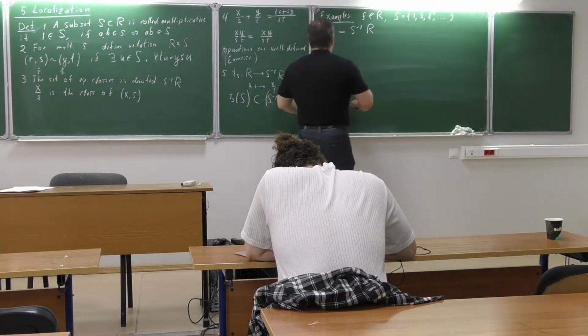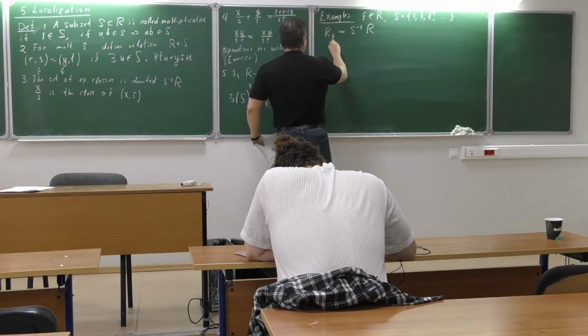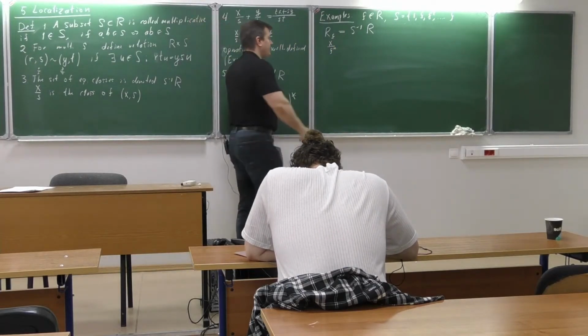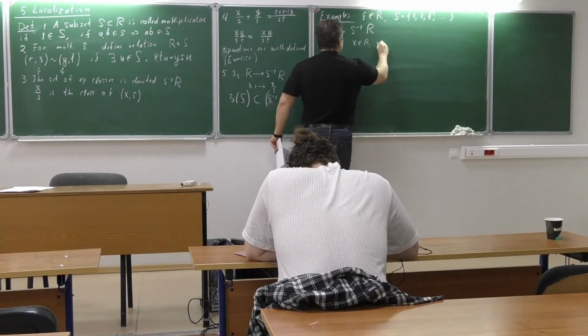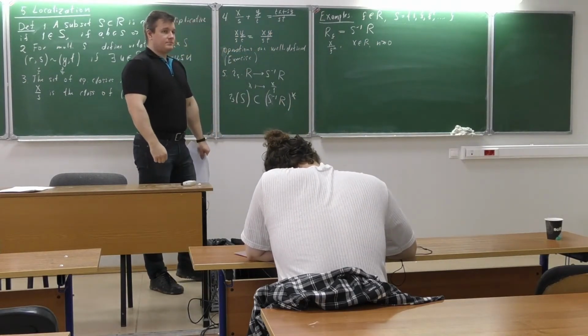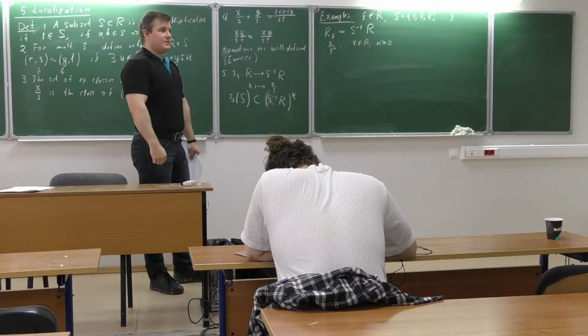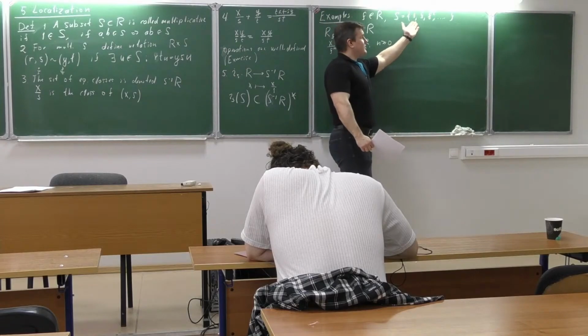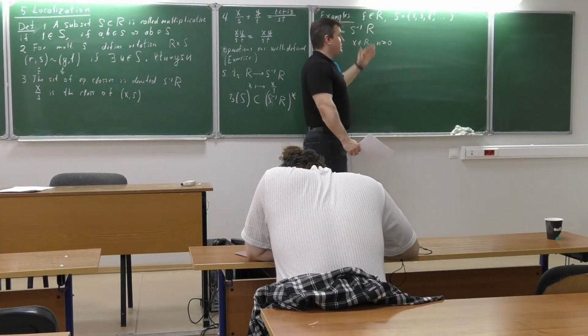Well, of course, elements here are nothing but elements of the form x over f to the n. So that's a general element in this ring, where x is in R and n is some non-negative integer. For any element, we can see that this set is multiplicatively closed, so that's what we need.